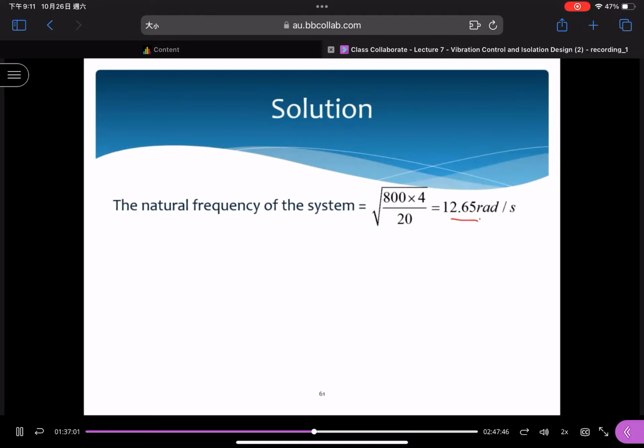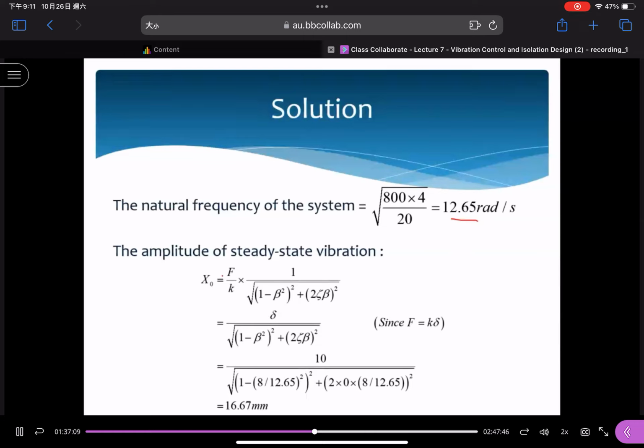The natural frequency becomes 12.65 radian per second. How about the amplitude of steady state response? Please pay attention here. The first term is F over k, because now we just know the displacement, sigma. So we just plug sigma into this equation. Sigma here is equal to F over k.